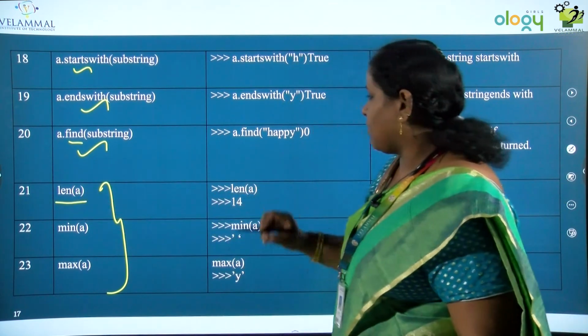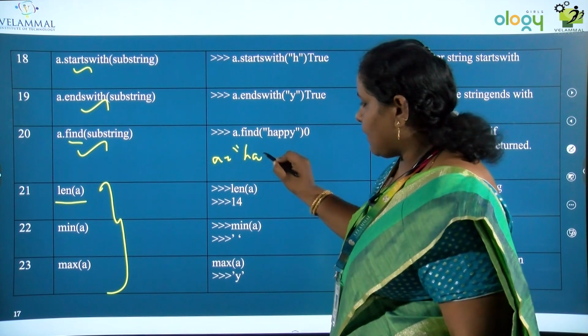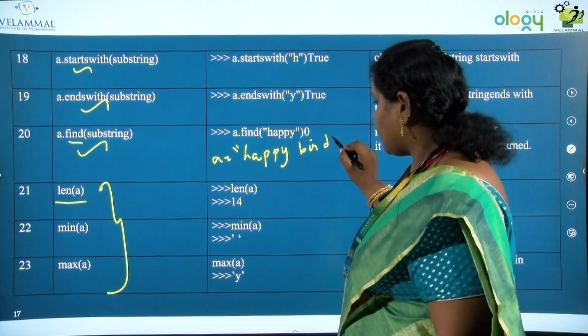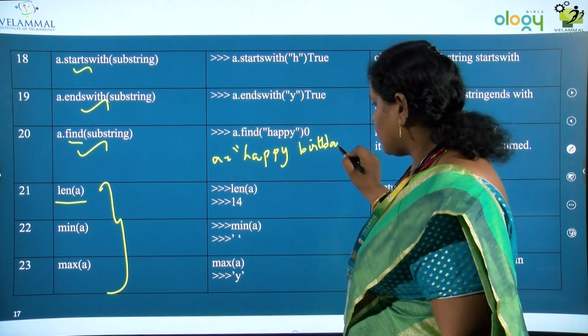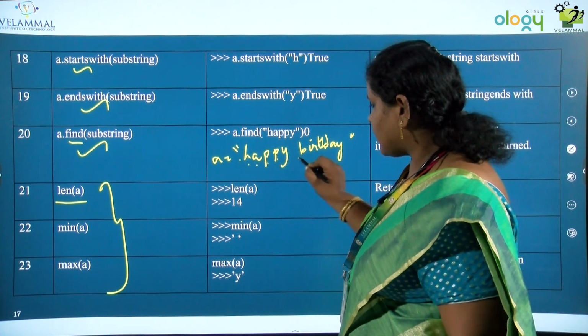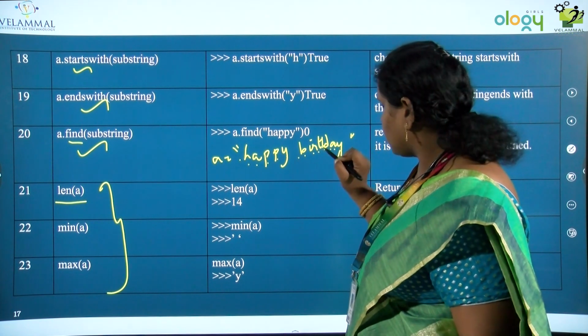So if a is equal to happy birthday, I'm giving a space over there, just keep it in your mind. 1, 2, 3, 4, 5, 6, 7, 8, 9, 10, 11, 12, 13, 14.